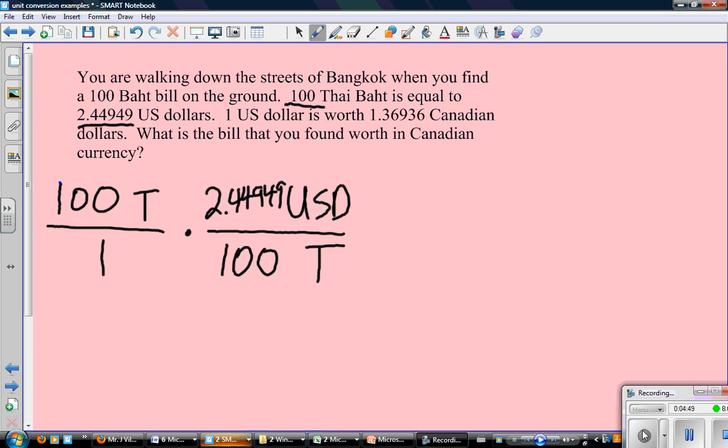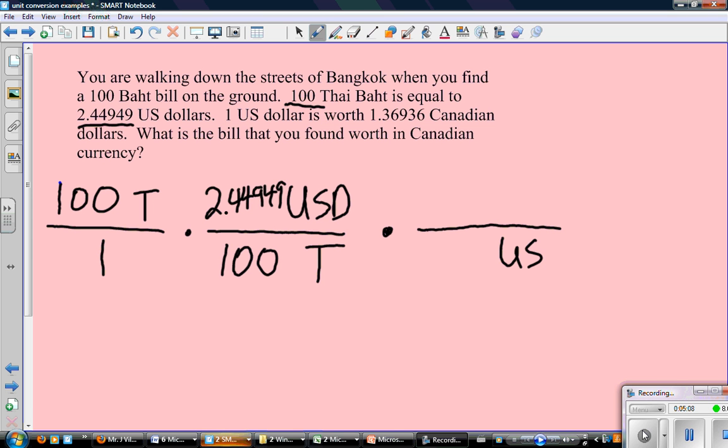Now if you want, you can do this one step at a time. You can multiply this through and you can figure out how many US dollars this is worth, and then go to the Canadian currency and convert US to Canadian. I like to do it all in one step. It just means you set up another ratio. So I've got US dollars on top.